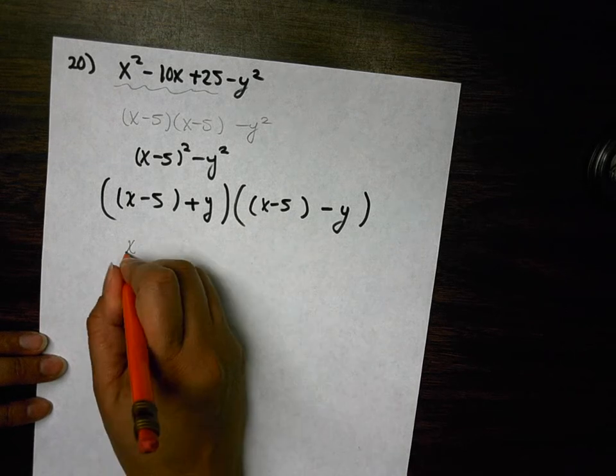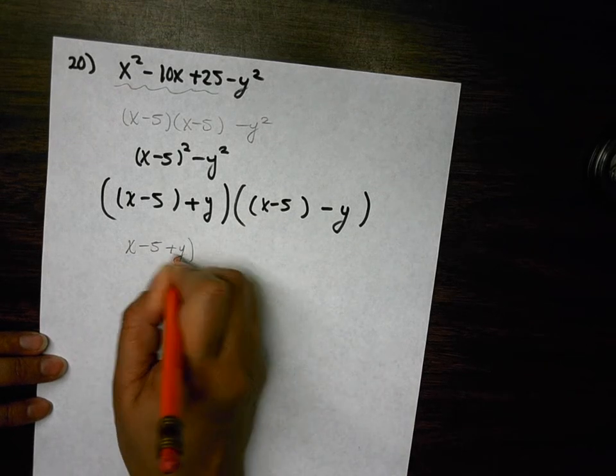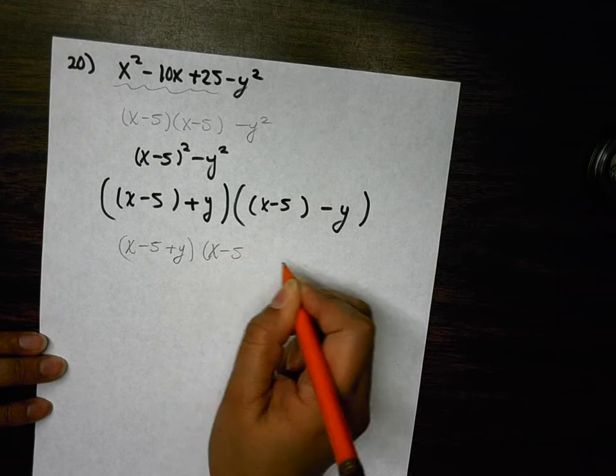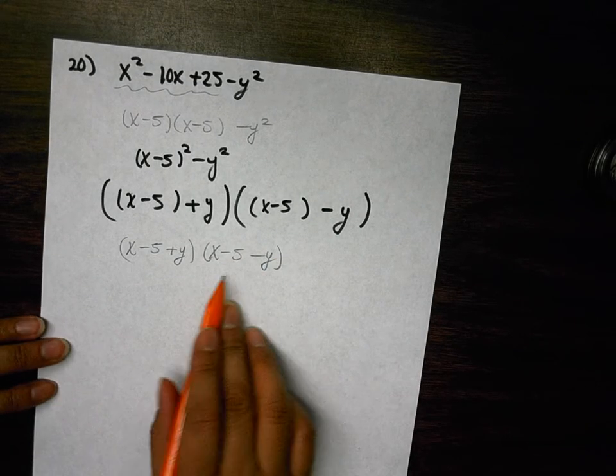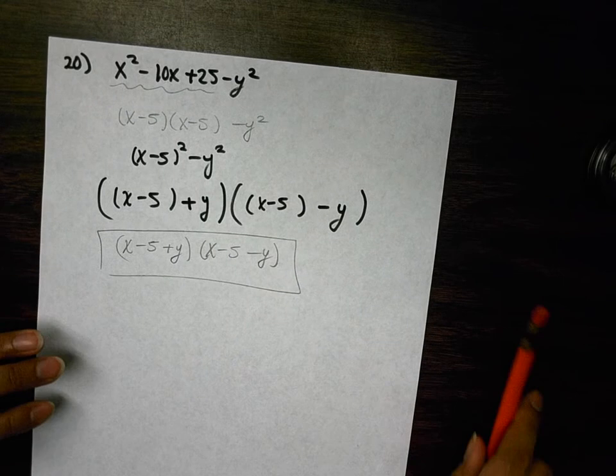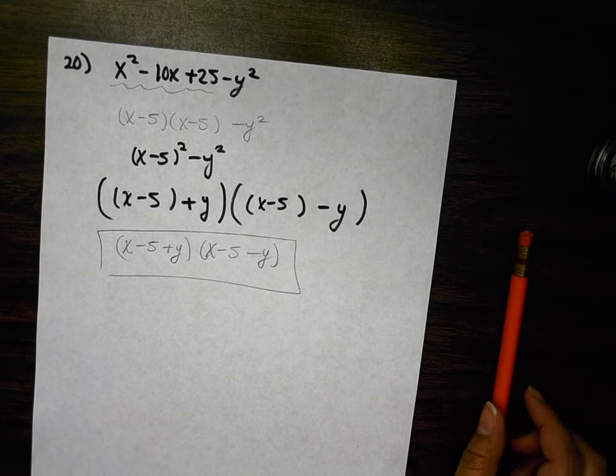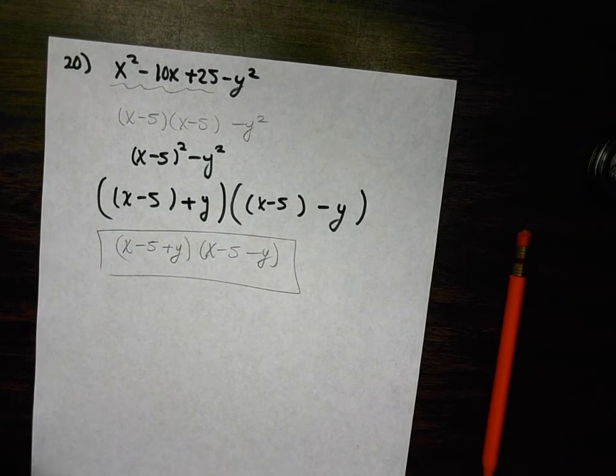All right. Is there anything to distribute on either parenthesis? X minus 5 plus y, x minus 5 minus y. Any like terms? Anything else I can do? No, that's the final answer.